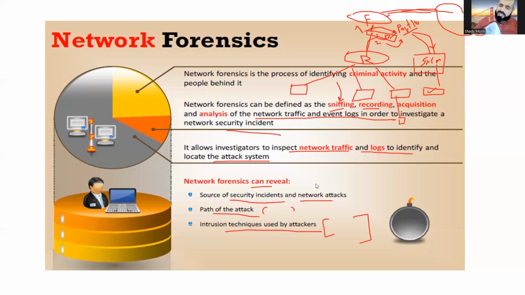Why, guys? Because let's say that you have a computer and this computer is infected by malware, okay? So once it's infected by the malware, it starts to communicate back to the attacker. Okay, how will it communicate back? It's going to communicate back using the router, going to the firewall, going to the internet.